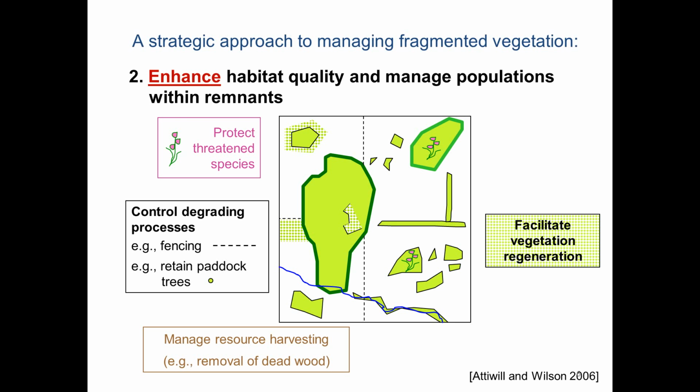We'd do our best to control degrading processes. So if these remnant vegetation patches were in the middle of stuff that's been cleared for, say, cow paddocks, we might want to include more fencing to fence cows out of these remnant vegetation areas, because otherwise they'll go in there and they'll eat the green undergrowth and they'll trample plants, and they can do a lot of damage.